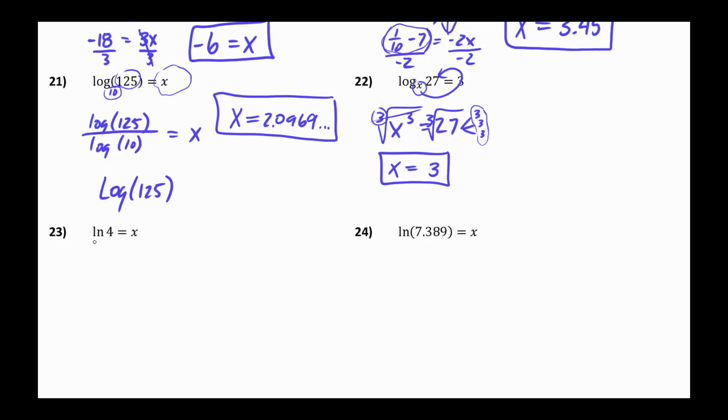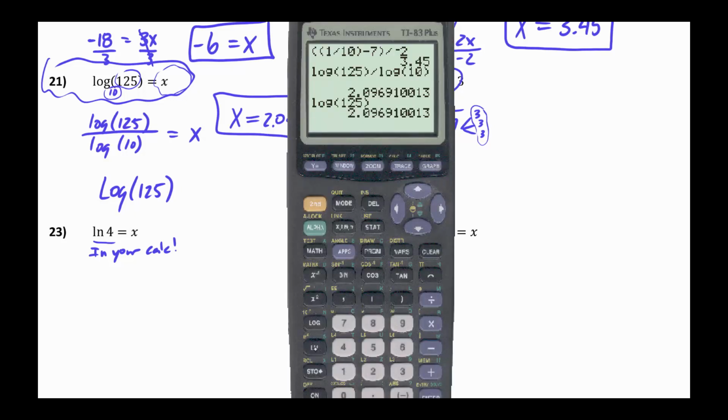Number 23, the natural log of 4 equals x. Very similar to actually question number 21. If you realize this is something you can put in your calculator, go ahead and do that. Gosh, it's so easy because there's a natural log button. You just have to put 4 in there. Put the right type of parenthesis. Natural log of 4, natural log of 4, things match up. Press enter. That's your answer.